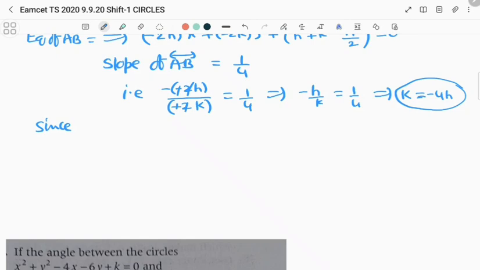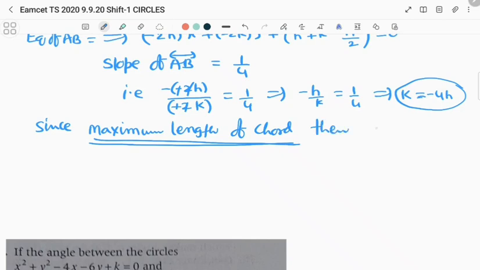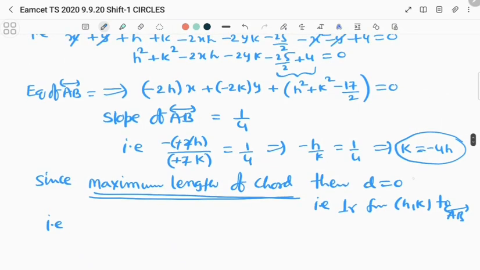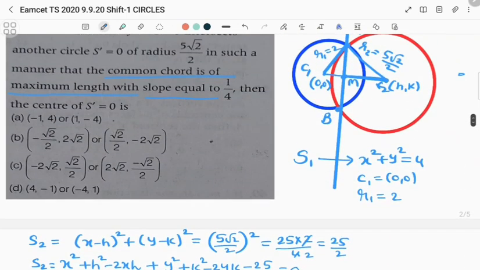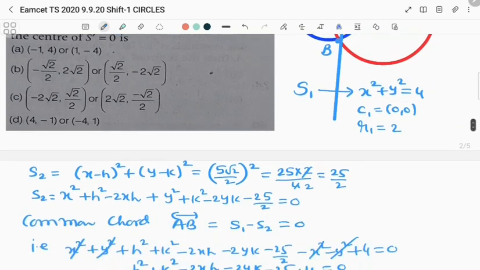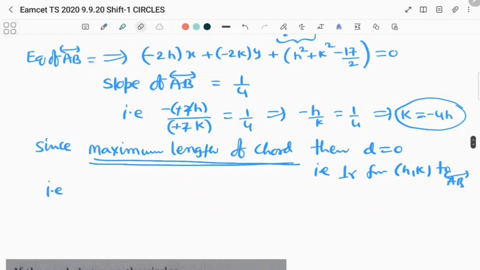Since the length of the chord is maximum, then d is equal to 0. That means the perpendicular distance from the center of the circle, from h comma k, to the AB equation, so in place of x and y, substitute h comma k. From the circle center to the line, here I am taking the distance; it is easier to take 0 comma 0 instead of h comma k. If you take h comma k, again it will be a lengthy problem, but better to take 0 comma 0.